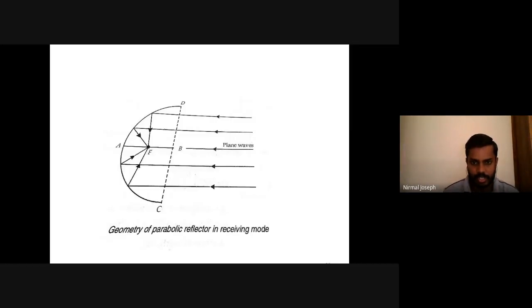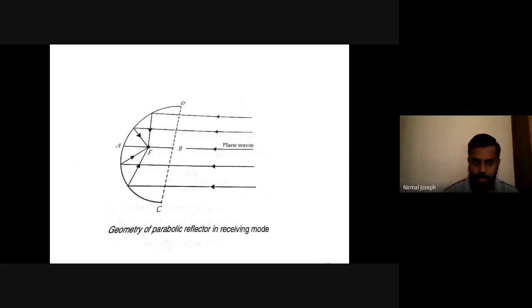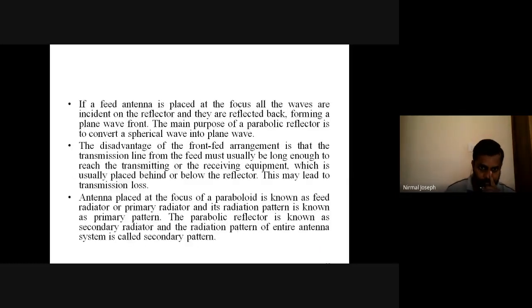That you can see. See here, I was placing my feed antenna or my source at this focal point. Here, the wavefront is spherical, meaning it is equally radiating in all directions. But after getting reflected by a parabolic reflector, you can see the wavefront is plane. So we can convert the spherical wave into a plane wave.